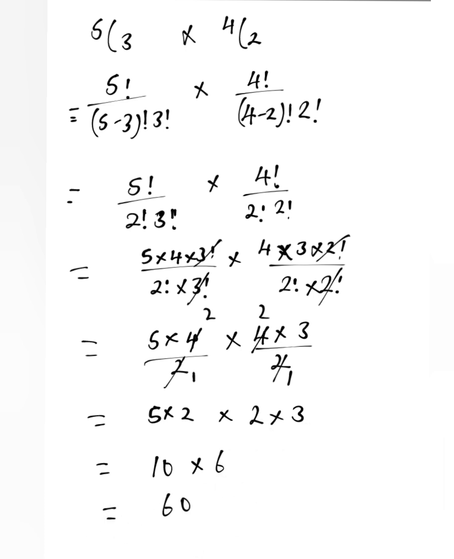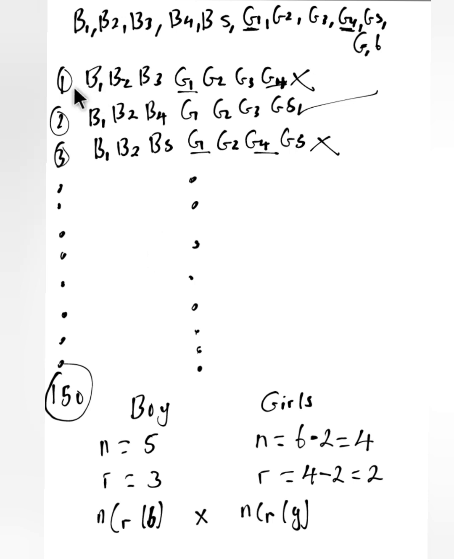Now this implies that out of these 150 ways of forming this committee, 60 of them contains these two particular girls, which are G1 and G4. So since 60 of them contain two particular girls, the number of committee that does not contain that two particular girls will be 150 minus the 60 that contain those two girls.